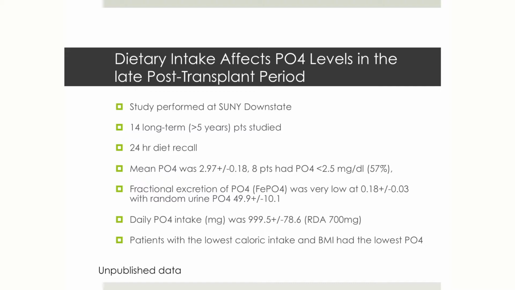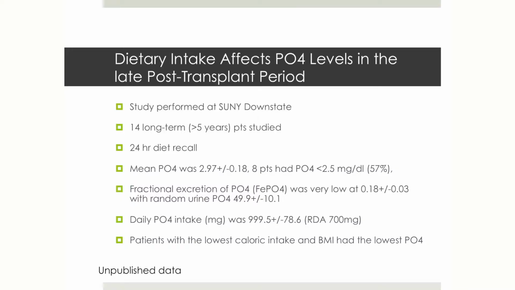So what could be driving late hypophosphatemia? Well, a study that was done by Sylvia Wu, who's hiding back there somewhere, as a medical student with us, we looked at 14 long-term patients with excellent kidney function. Their creatinine was on average 1.5 milligram per deciliter. They did 24-hour diet recall, and their mean phosphorus was 2.97, but 57% of them had a phosphate value less than 2.5, which would meet the criteria for hypophosphatemia. And this is even late, more than 5 years post-transplant.